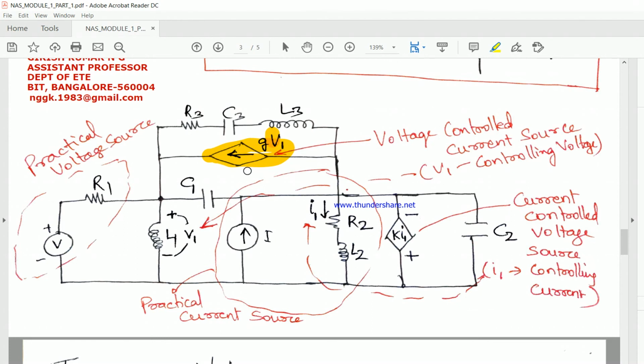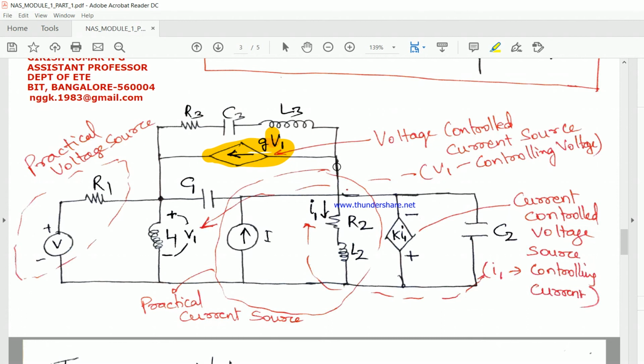Understood? See, in any network, if they give a dependent source, and if that source is dependent on some parameter, then that particular parameter should be mentioned elsewhere in the circuit. If that dependent parameter is not mentioned in any part of the circuit, then definitely you can't solve it. That is an error in the question, let me say that. The dependent parameter should be mentioned somewhere else in the circuit.